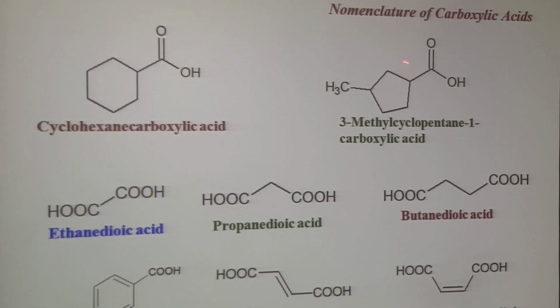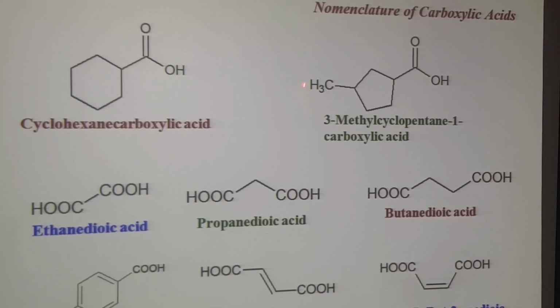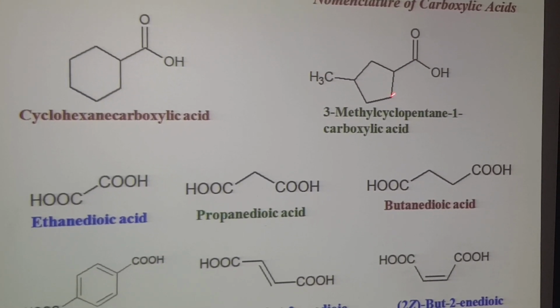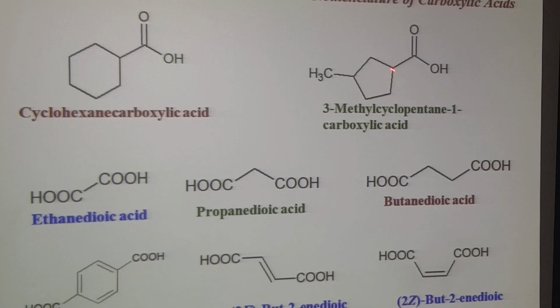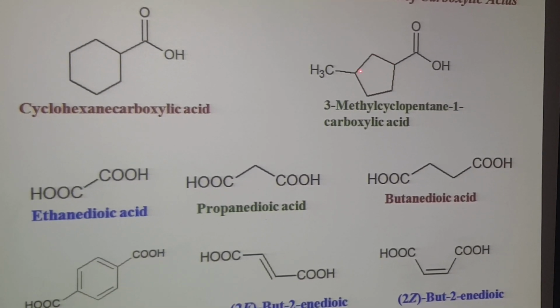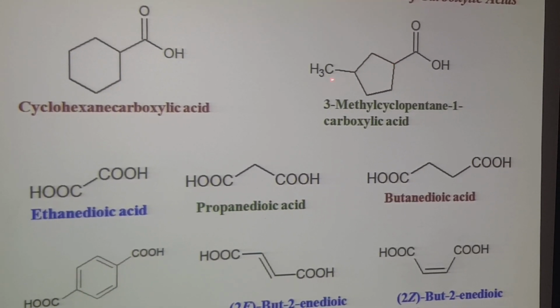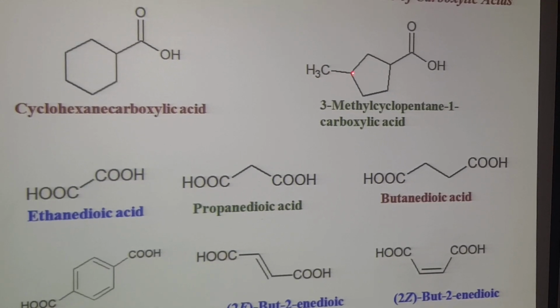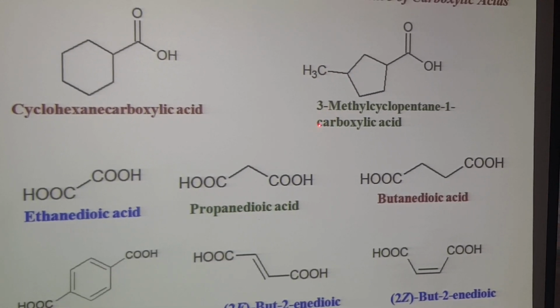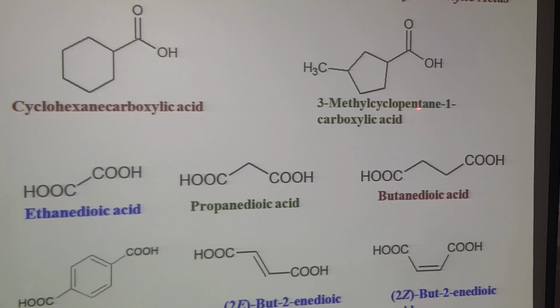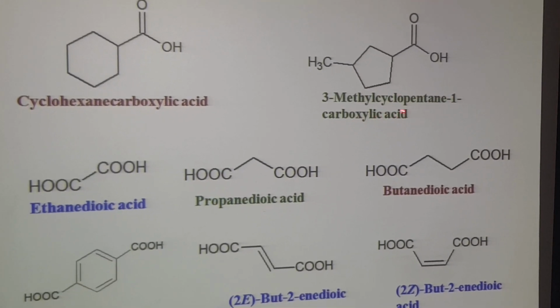So it will be cyclopentanecarboxylic acid, but a methyl group is present on the cyclopentyl ring. Numbering starts from this carbon: 1, 2, 3. So the methyl group is present at position 3. Name of this molecule is 3-methylcyclopentane-1-carboxylic acid.